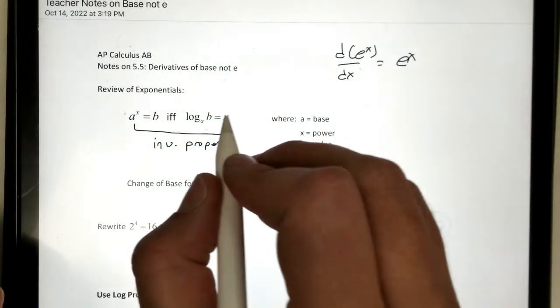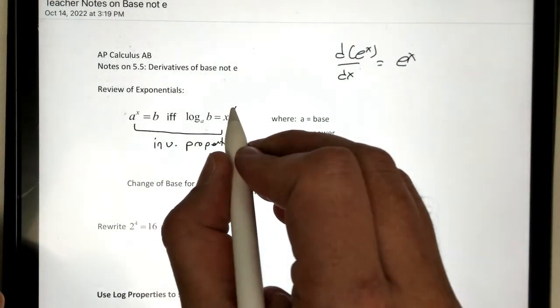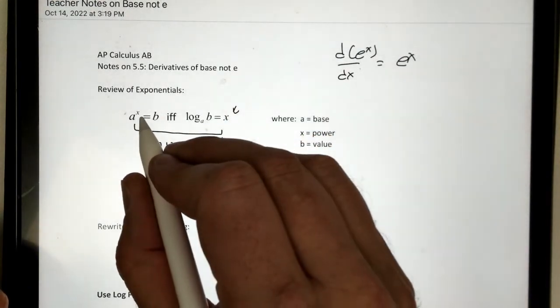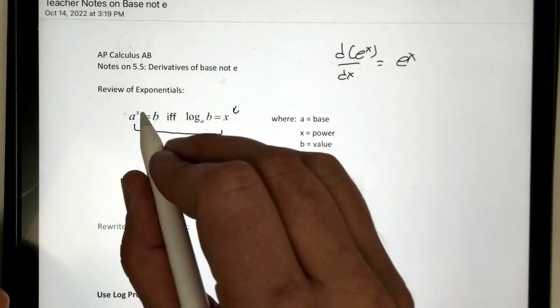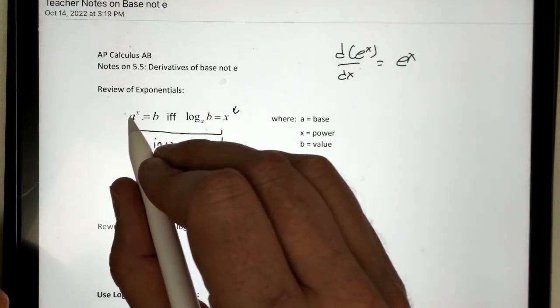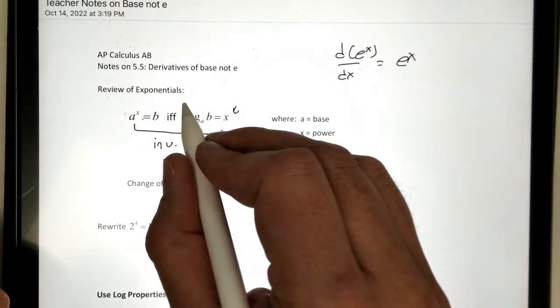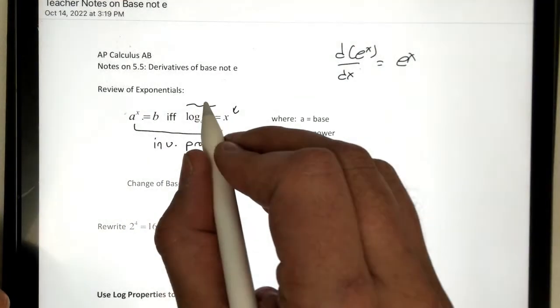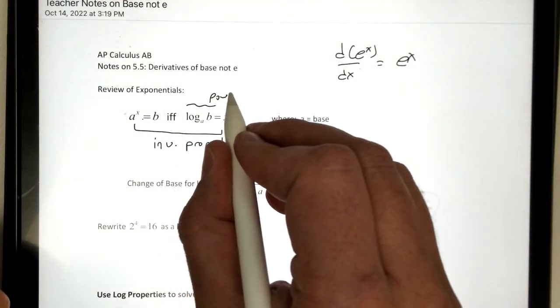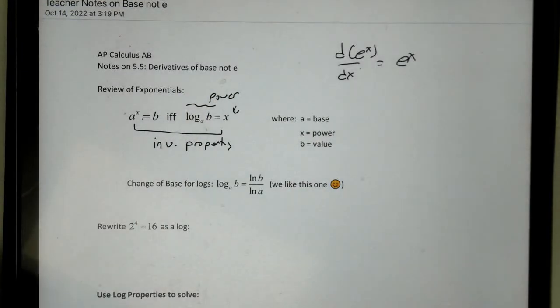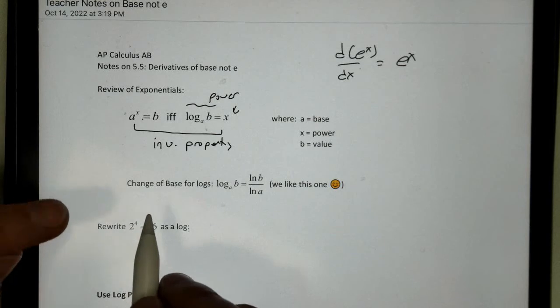The one thing I want to share with you is this x right here. Notice the x there is the exponent, the power of my exponential. In other words, this log base a of b is just the power on our exponential function. All right, might help us out later on.